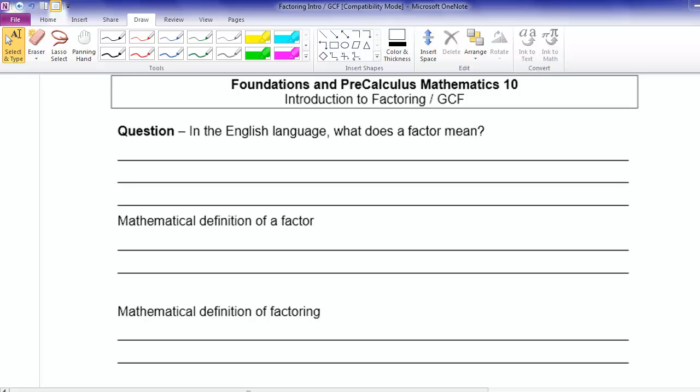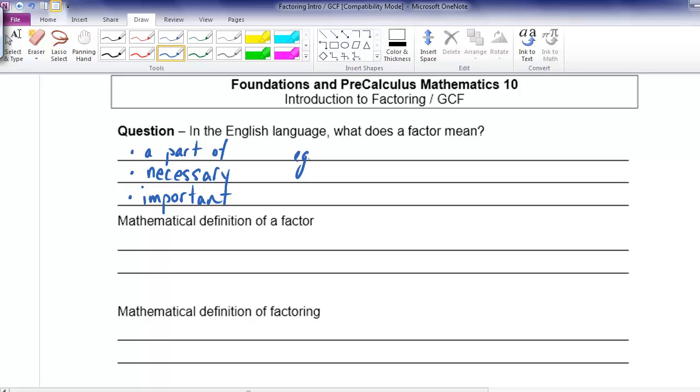So before we start off with the mathy idea of factoring, I want to look at generally what does it mean? What does a factor mean? Well, if you thought about it in the English language a little bit, if something is a factor, then it's a part of. And if something is a factor, it's definitely necessary. And if something is a factor, it's important.